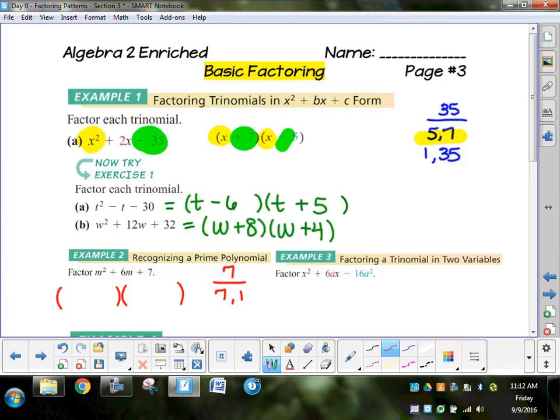All right, let's try that out. You said m plus 7 and m minus 1. Now we're going to FOIL to check to see if it works. We've got m times m. That gives me m squared. My outside gives me negative 1. The inside gives me positive 7. So 7 minus 1 is going to give me the 6. And then positive 7 times negative 1 gives me the negative 7 I'm looking for at the end. Questions on that?